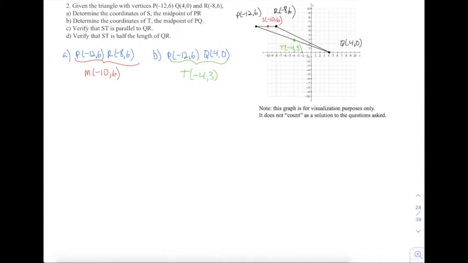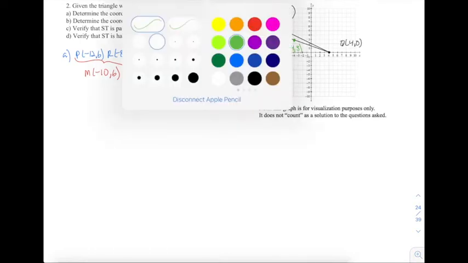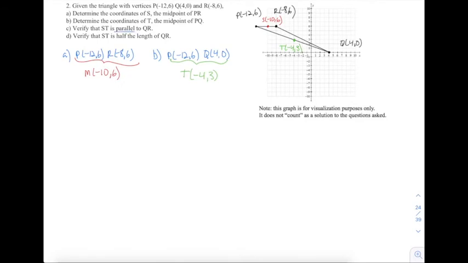So part C says verify that ST is parallel to QR. So we really just need to know the meaning of what does it mean to be parallel. So parallel, they have the same slope. So what I need is to calculate the slope of ST and calculate the slope of QR. So S is negative 10, 6.